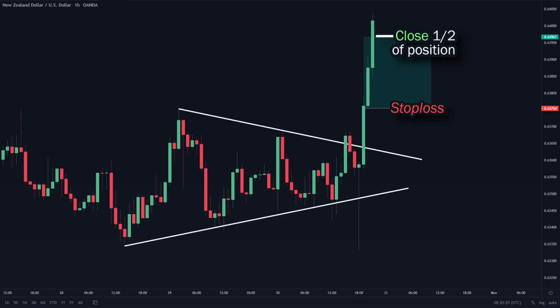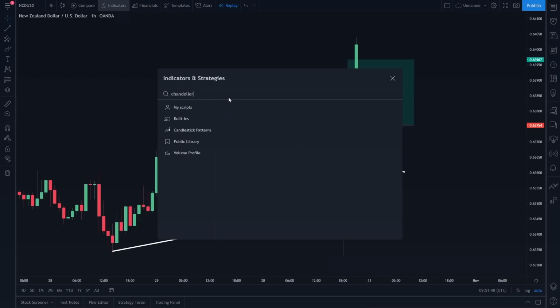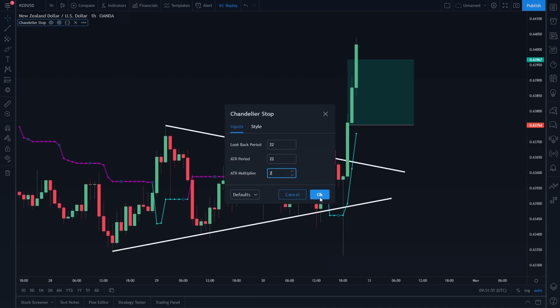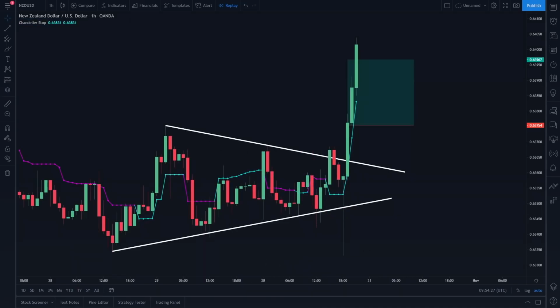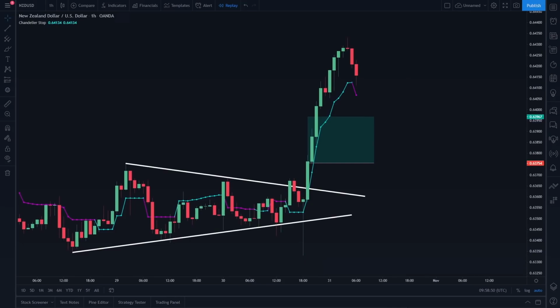Now, moving on to step 2 of the two-step take profit system. For this next step, you want to use what's called the chandelier stop indicator. Next, go to the settings and change the ATR value to 2. So now all you need to do is to let the remaining half of your trade run until the chandelier stop switches color. Once this happens, you close your remaining position and take profit.